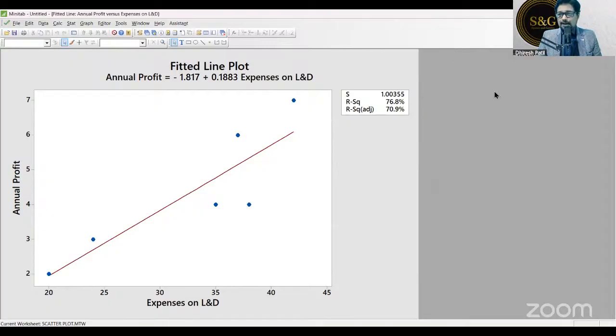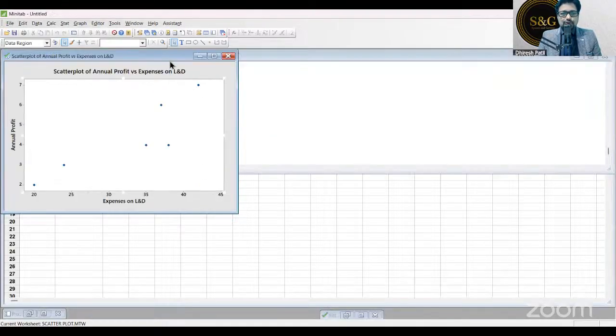Now let me just quickly compare these two graphs.